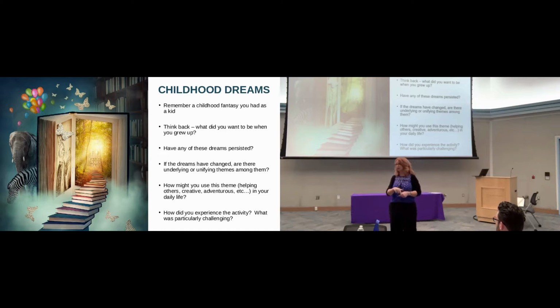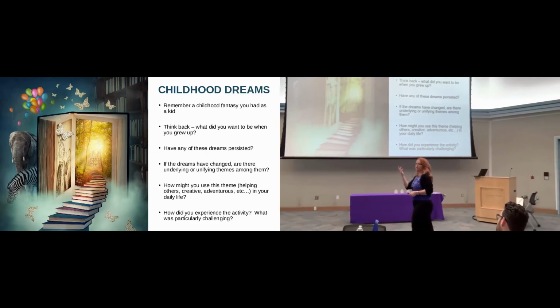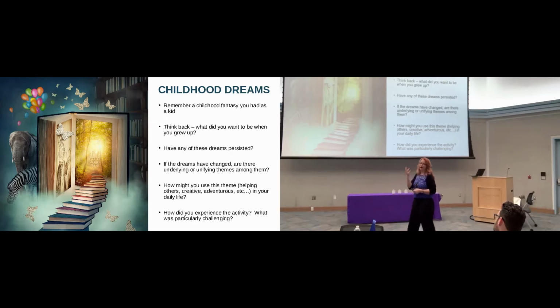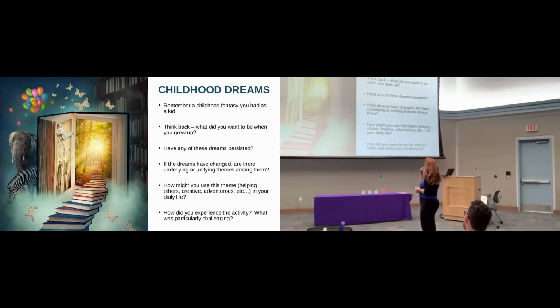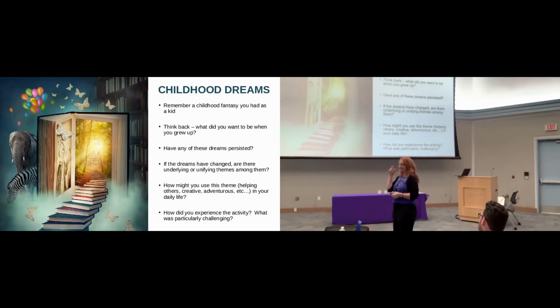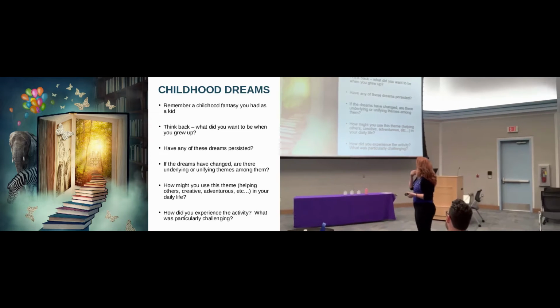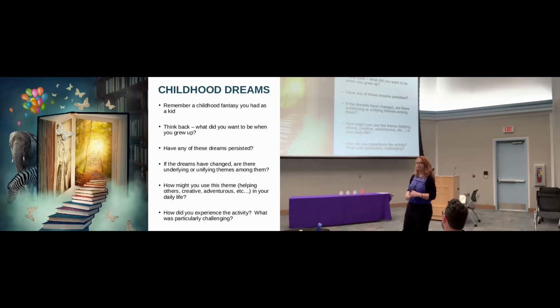If we go back to what we were like when we were kids, we'll gain a lot of insight into what we were naturally drawn towards before our mind got in the way and told us, no, I can't do that. So think, what did you think you were going to be when you were a kid? What did you aspire to do? Think back, what did you want to be when you grew up? Have any of these dreams persisted? Sometimes we have that little voice in our head that nags us, and then we push it away and we say, yeah, no, that's never going to happen. But we actually want to listen to that. If the dreams have changed, are there underlying or unifying themes among them?